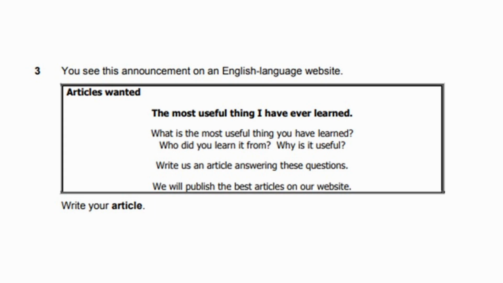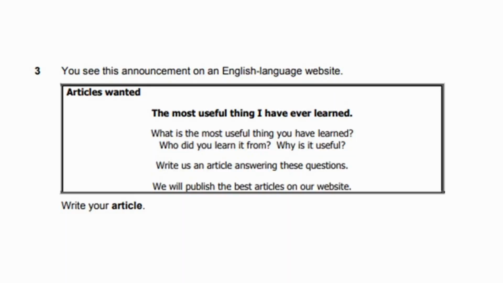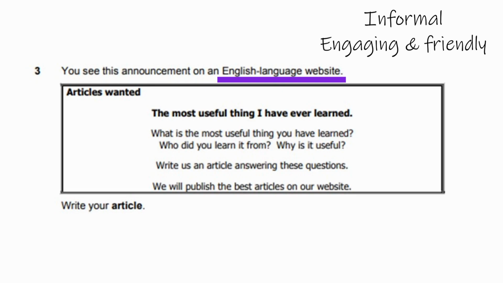Write your article. So we've read it, now we need to identify the target reader. This is fairly straightforward. It says it's for an English language website, so it will be people reading articles online. That means it should be more informal and have an engaging, friendly tone. They're pretty much always for a magazine or website, and the idea is to inform and entertain and maybe even convince the reader of something.